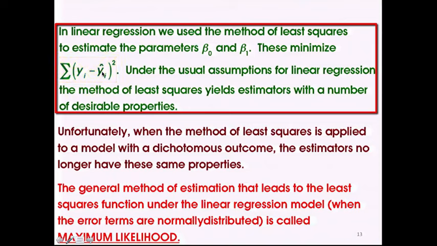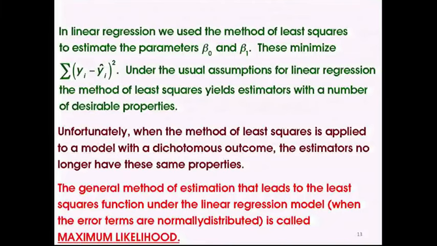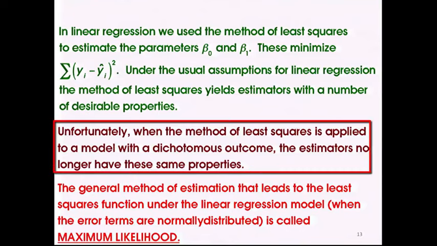And under the usual assumptions for linear regression, these least squares estimates have a number of desirable properties, for example, that they're unbiased and have minimum variance in the class of all unbiased estimators. Unfortunately, if you try to apply the method of least squares to a dichotomous outcome variable, the estimators won't have these properties.